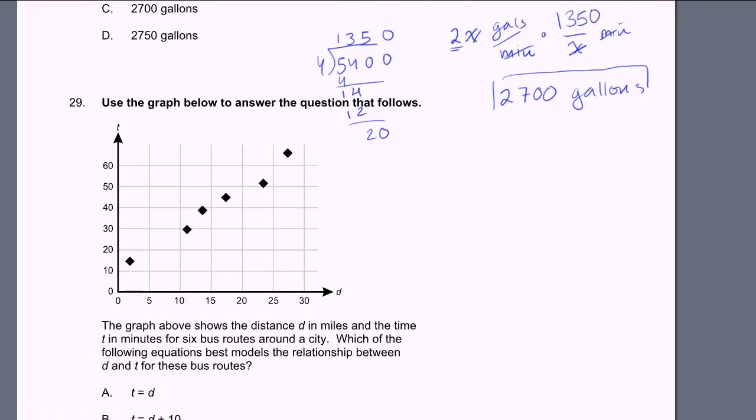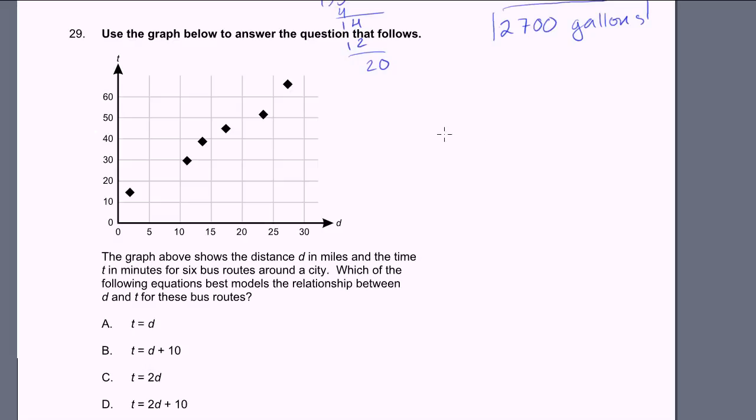Problem 29. Use the graph below to answer the question that follows. Let me switch colors. Ease the monotony. The graph above shows the distance d in miles and the time t in minutes for 6 bus routes around a city. Which of the following equations best models the relationship between d and t for these bus routes? So these are different bus routes.